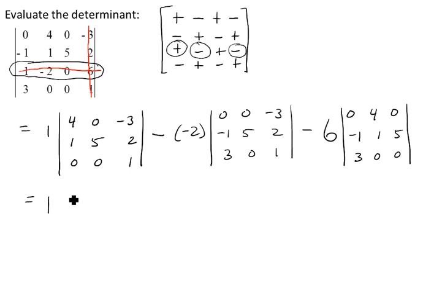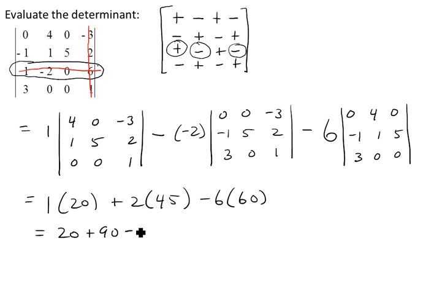So I'll go ahead and just evaluate those. You can check these evaluations on your own to double check that you know how to find the determinant of a 3 by 3. But I will just go ahead and fill them in here so we can complete this calculation. Okay, so this first determinant is 20. And we'd have minus the -2, so that's plus 2 times that second determinant there, which comes out to 45. And then minus 6 times that third determinant, which is 60. Well, that comes out to 20 plus 90 minus 360, which is -250.